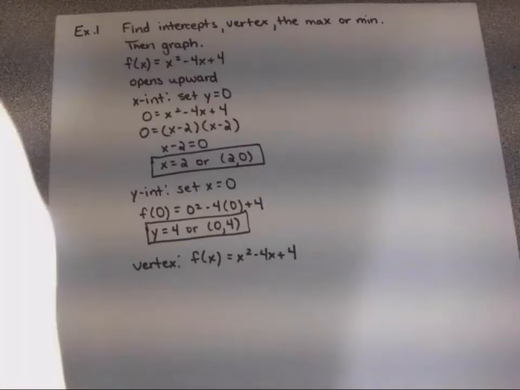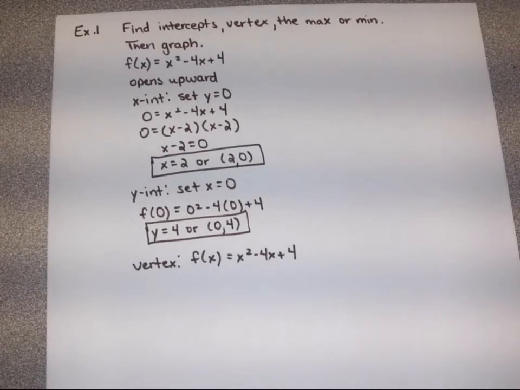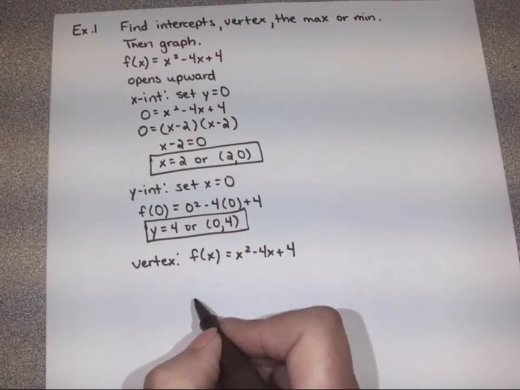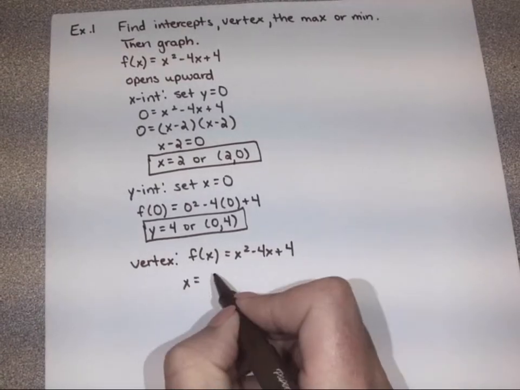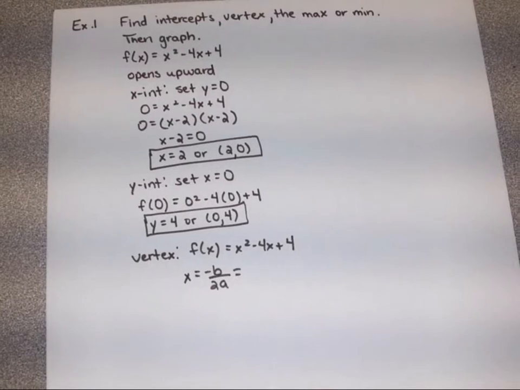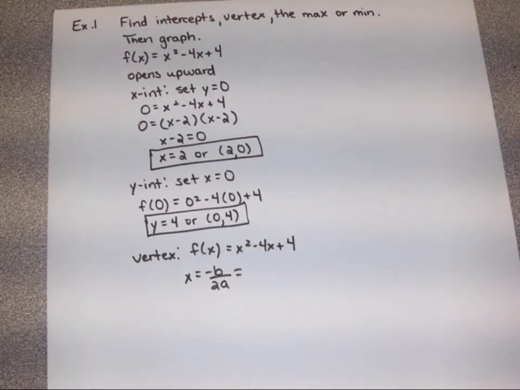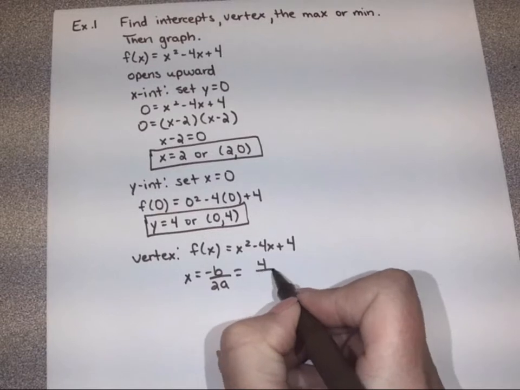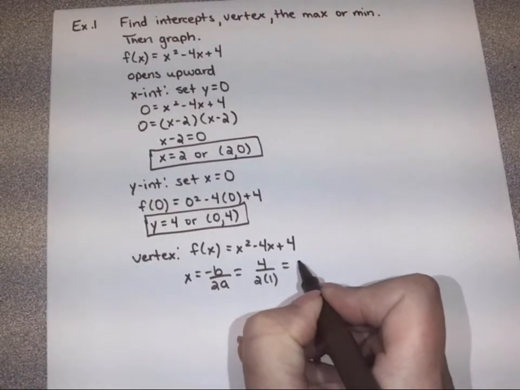It looks like just our regular old vanilla general form for an x squared equation, which means we have to use our vertex formula. So what's our vertex formula? Negative b over 2a. So what's negative b if b is already negative 4? Positive 4, right? So it's 4 over 2 times 1, or 2.